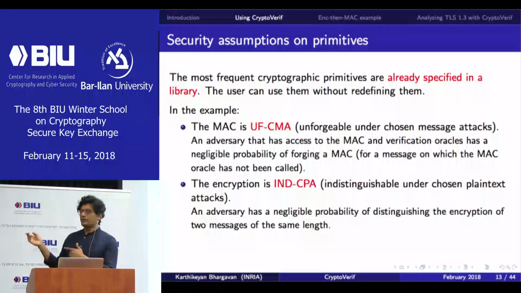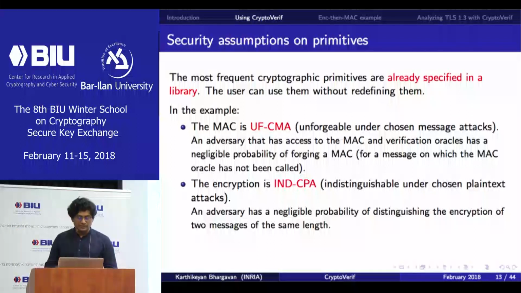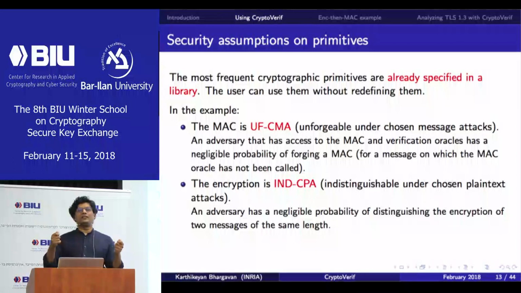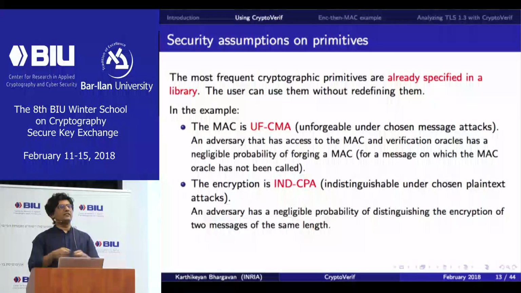The encryption, we are going to use IND-CPA, which means that an adversary has a negligible probability of distinguishing the encryption of two messages of the same length. In particular, we're going to use a variant where, if you encrypt the message or you encrypt zeros of the same length, the adversary can't tell the difference between these two. An adversary who has access only to the encryption oracle, not to the decryption oracle. Yeah?